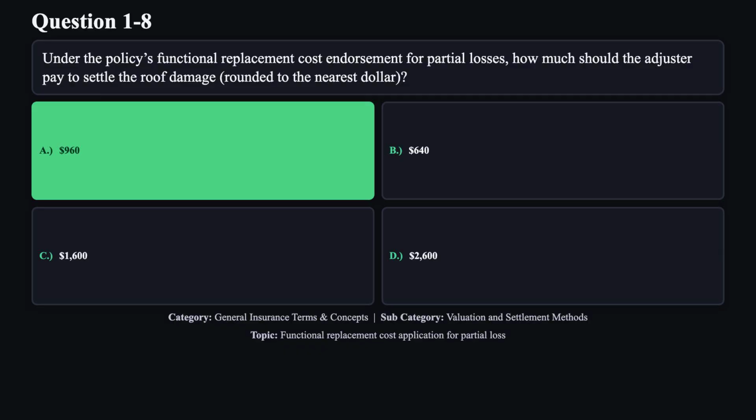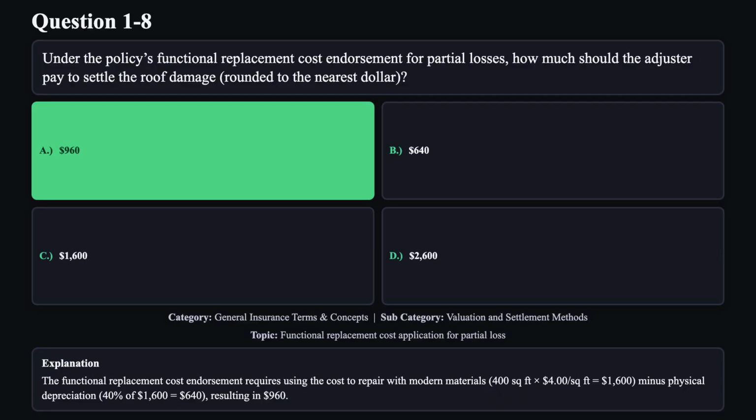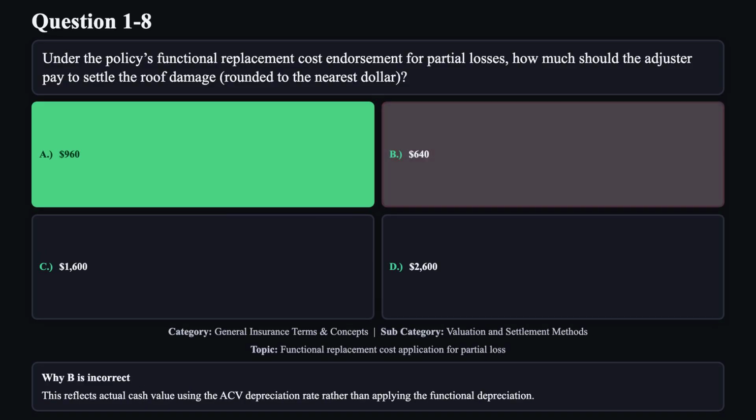The correct answer is A. The functional replacement cost endorsement requires using the cost to repair with modern materials. 400 square feet multiplied by $4 per square foot equals $1,600, minus physical depreciation. 40% of $1,600 equals $640, resulting in $960. Reason B is not correct. This reflects actual cash value using the ACV depreciation rate rather than applying the functional depreciation.